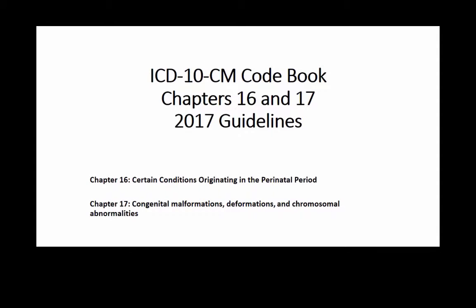Today we're going to talk about chapters 16 and 17 in the code book, the 2017 guidelines. I'm combining these two chapters because they're not very long if we do them individually. Chapter 16 is those conditions that originate in the perinatal period, and 17 is congenital conditions, or conditions that a baby is born with: malformations, deformations, and chromosomal abnormalities.